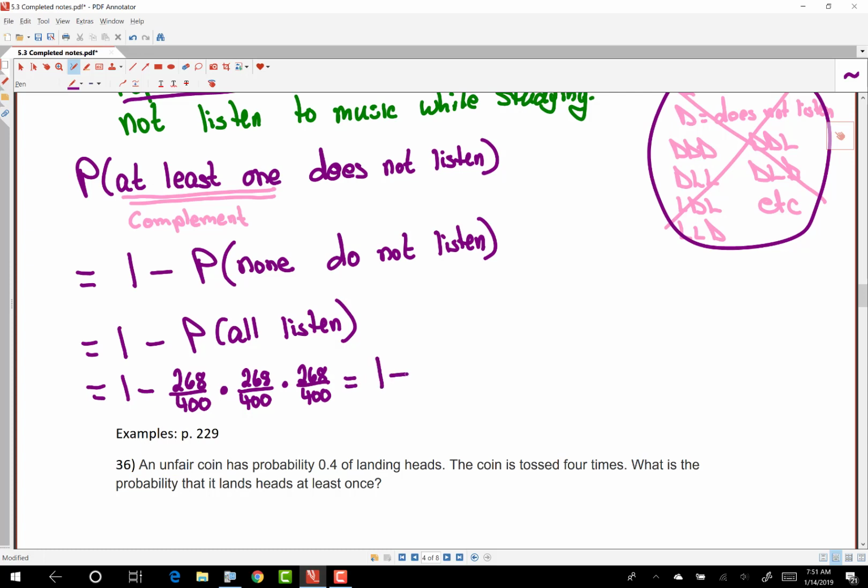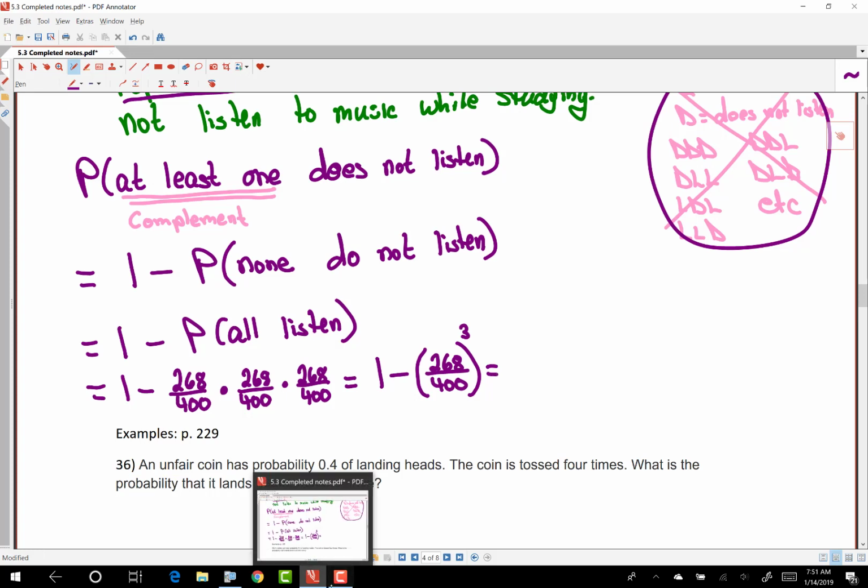So another way to write this, since all 3 of these numbers are exactly the same, since we did it with replacement, you can write this as 268 out of 400 cubed. And it's 1 minus that. And you can just type that right into your calculator.